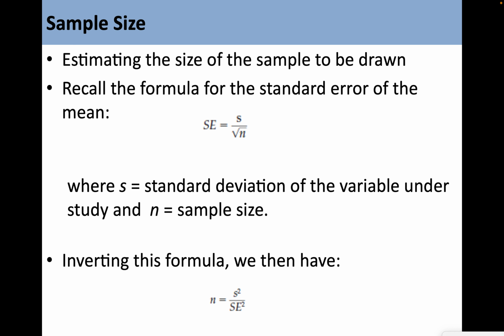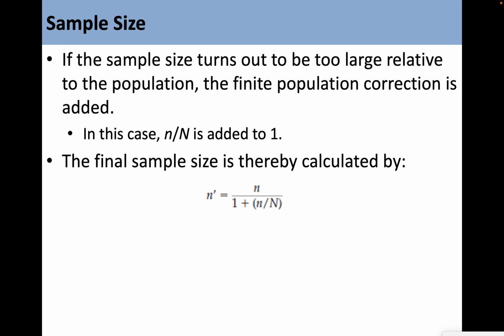If the sample size turns out to be too large relative to the population, the finite population correction is added. In this case, n is added to 1. The final sample size is thereby calculated by n equals n over 1 plus n over N.